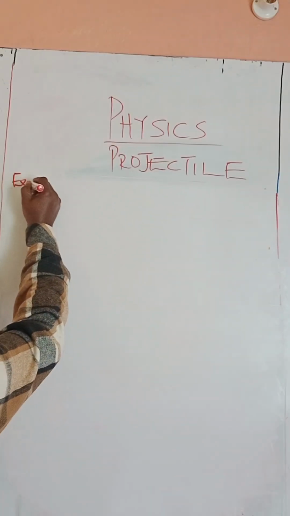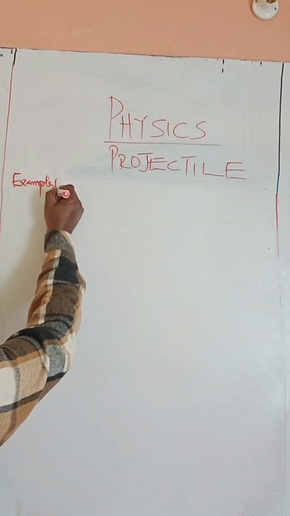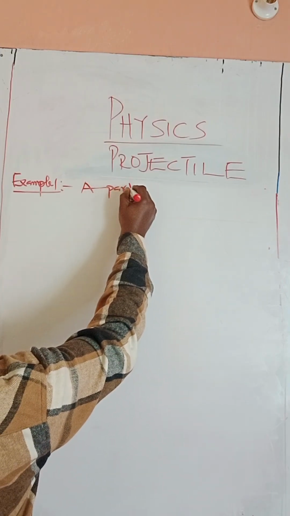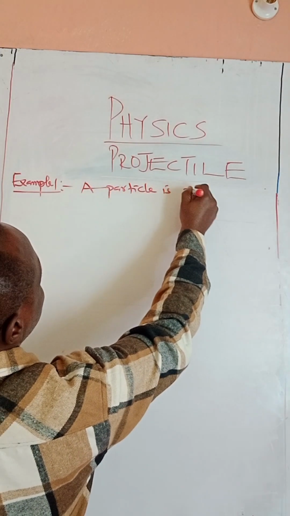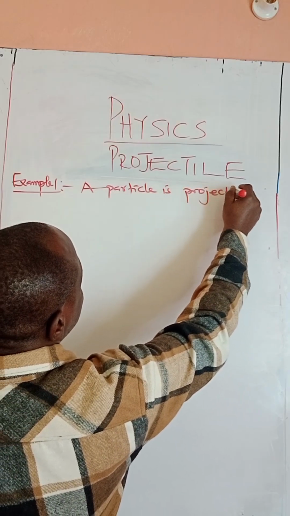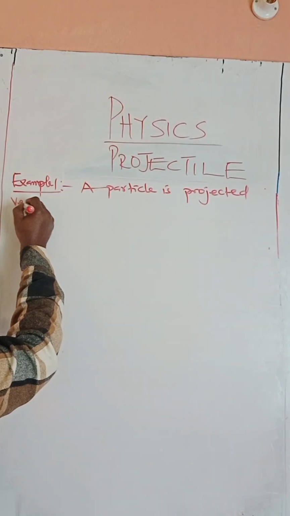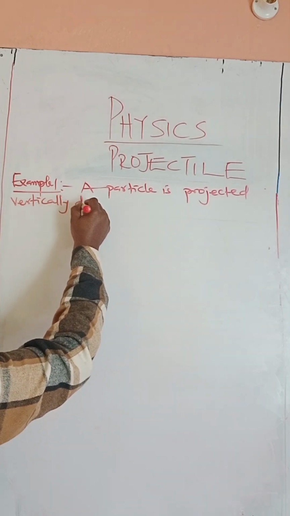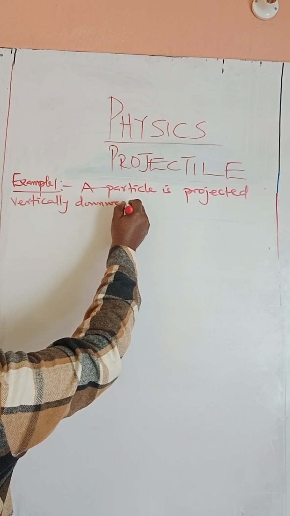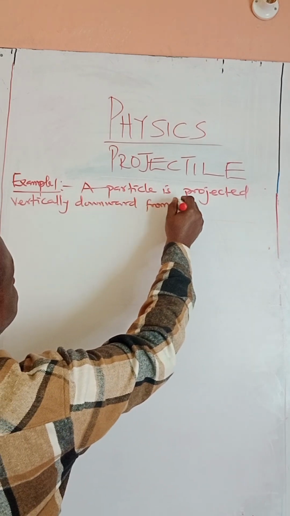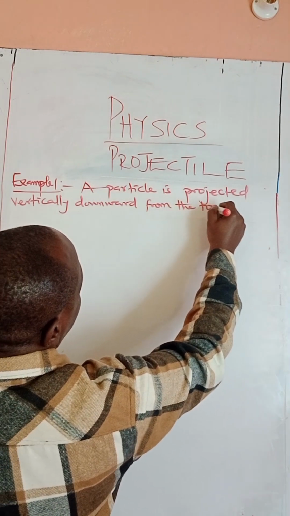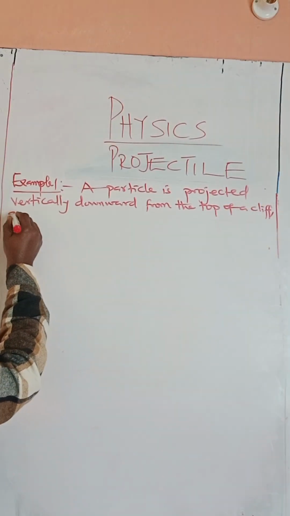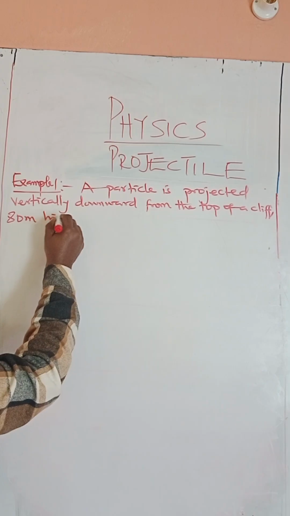So let's look at example 1. A particle is projected vertically downward from the top of a cliff 80 meters high.